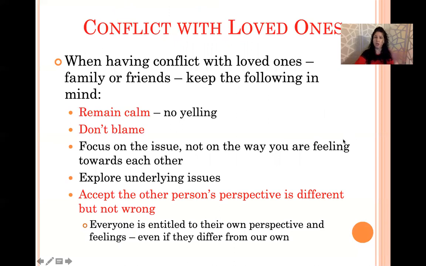So when we have this kind of conflict with loved ones, when we're talking about conflict with either family or friends, here are some of the things you want to remember. Number one, no yelling. I always tell people, yelling is when you allow your emotions to take over your reasoning. And then what happens is you start to sometimes say things you will later regret, because your emotion is speaking instead of your mind, which tells you, don't say that because you can't take it back.